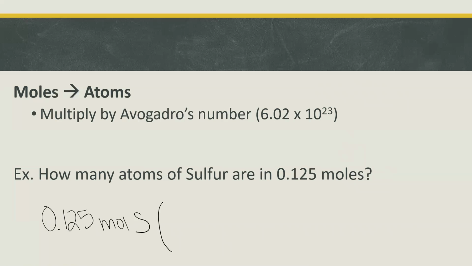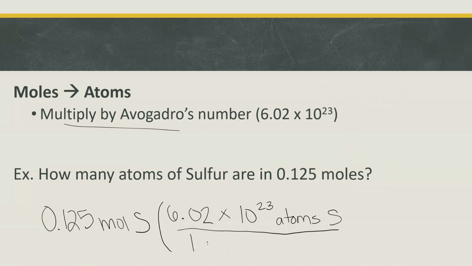I don't need to look at my periodic table. I am multiplying by Avogadro's number. So multiply by 6.02 times 10 to the 23rd atoms. You can't abbreviate atoms of S, sulfur. And then 1 mole goes on the bottom because I want this unit to cancel out that unit.